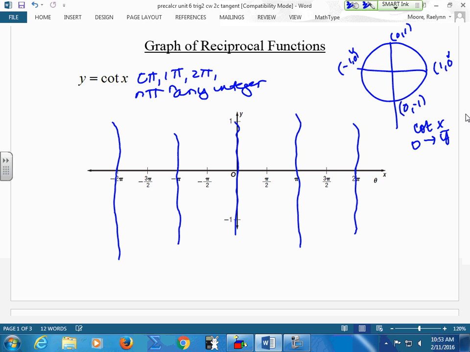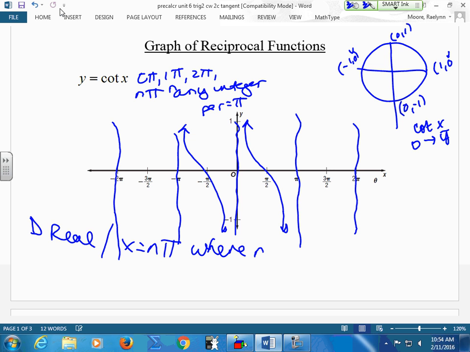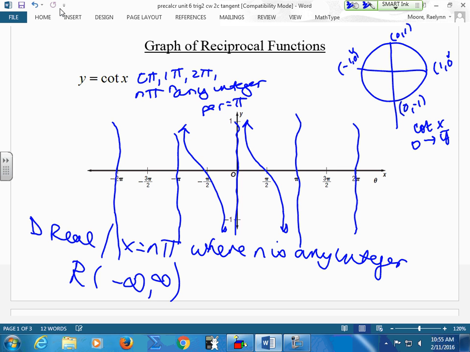Now, our tangent curve works this way. Your cotangent curve works this way. It still has a period of pi. So now, we're going to write our domain as real except x is equal to n pi, where n is any integer. And what's my range? Where's my lines going? Negative infinity, positive infinity. Okay, so we can figure this out for ourselves, and we don't have to memorize them, right? Is it the same every time? Well, for cotangent and tangent, yes.